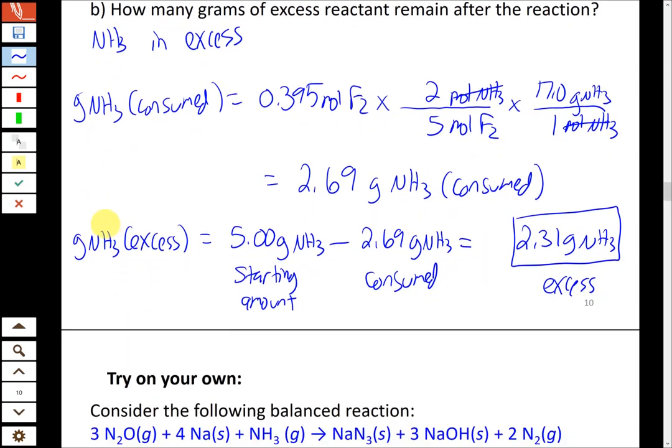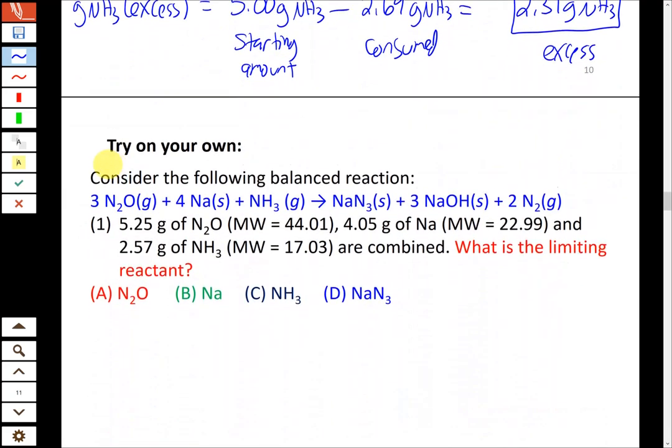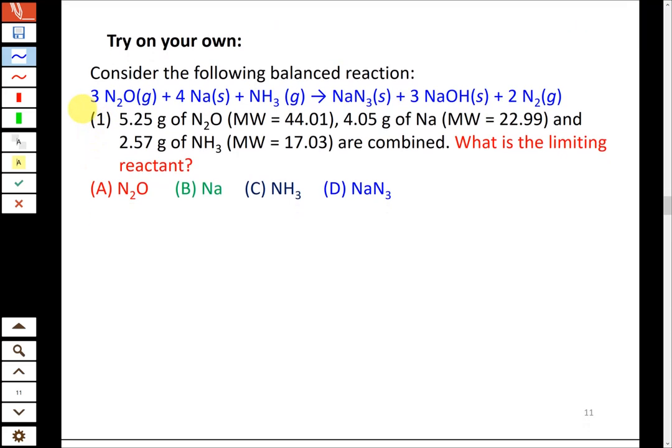This one I think is even a little bit more complicated. Here we have a reaction now with 3 reactants and 3 products: 3 N2O, 4 sodium, and ammonia, reacting to form sodium azide, 3 sodium hydroxide, and 2 N2 gas. So we're mixing together all 3 reactants, and we're giving you amounts of all 3: 5.25 grams of N2O, 5.0 grams of sodium, 2.57 grams of NH3 are combined.